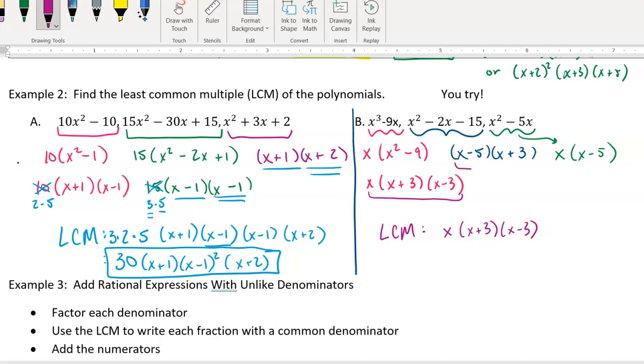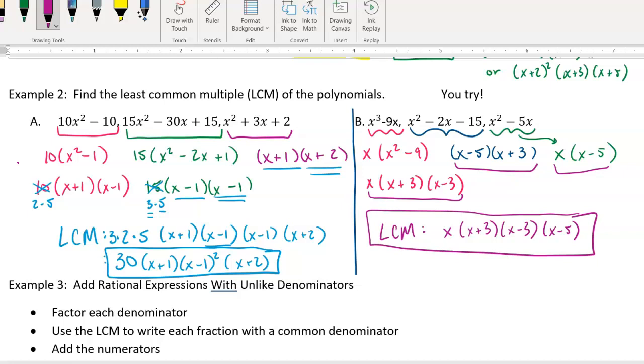So in the next set, I see that we have the x plus 3 already, so I don't need that again. I already have it listed once. But I don't have an x minus 5, so we need to include that. Looking at the next set, I already have an x, so that's already included, and I already have an x minus 5, so there's nothing more I need to add for that one. So my LCM would be x times x plus 3 times x minus 3 times x minus 5.